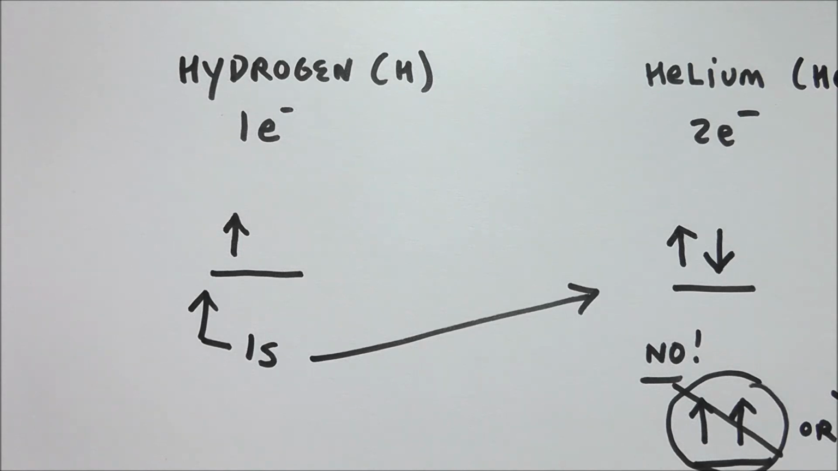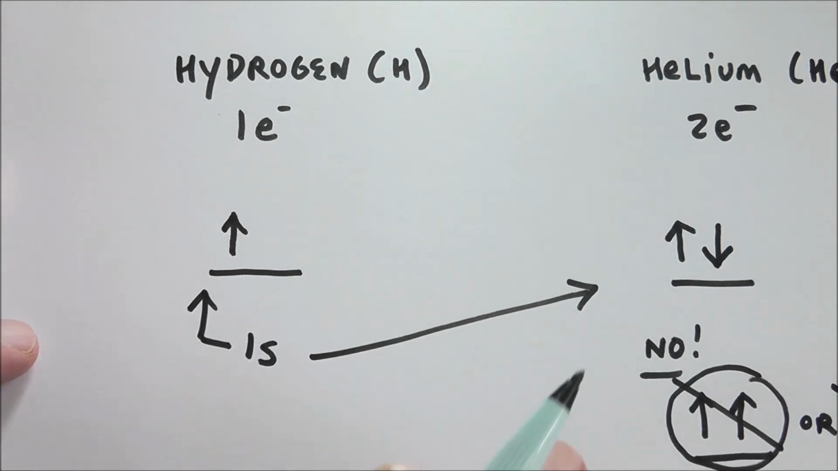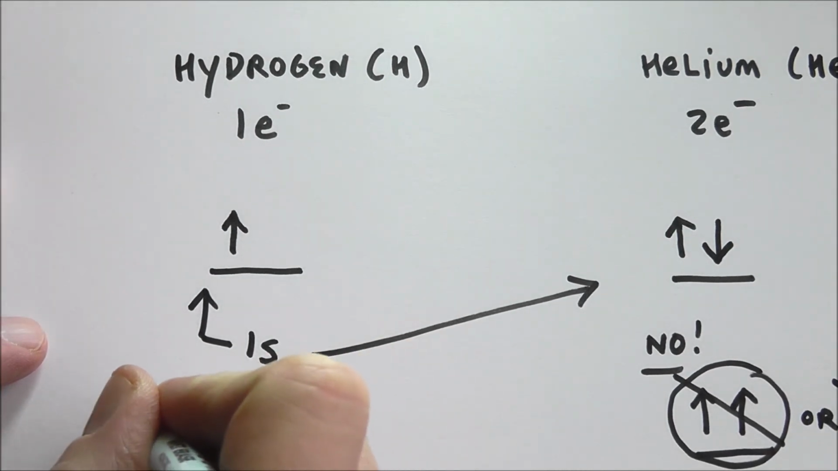So there's a couple more things I've got to talk about, which is the terminology here, which we're going to continue talking about later on. If an atom has one or more unpaired electrons, we call this paramagnetic.